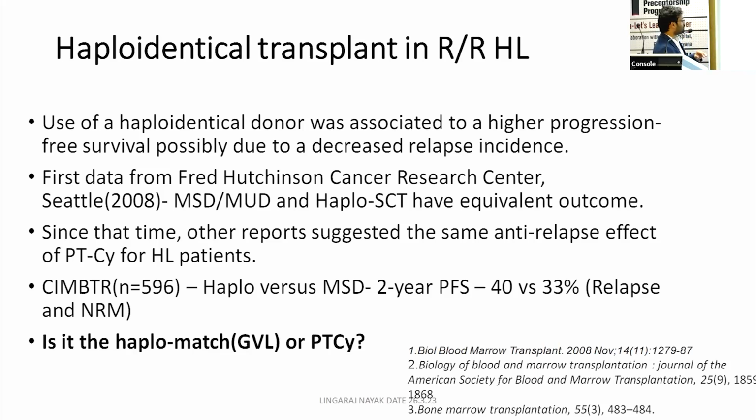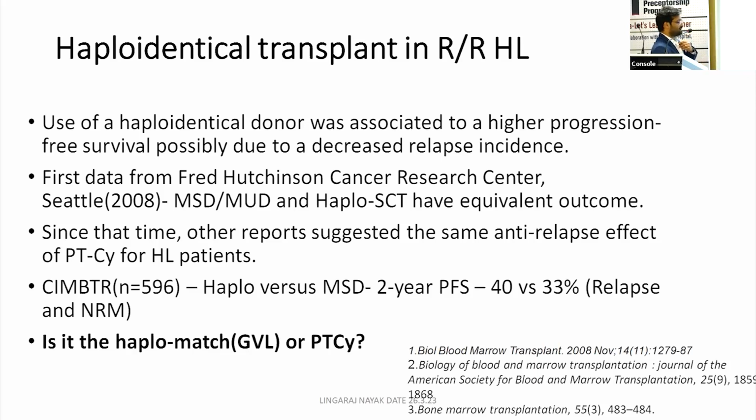But again, one data I will quote is from CIBMTR, which is registry data prospectively collected. I believe that when they compare haplo versus matched sibling, it is 40 versus 33. Again, there is nothing different. But when you look at retrospective data, be cautious when you interpret those data showing 50 to 60% outcome, right?